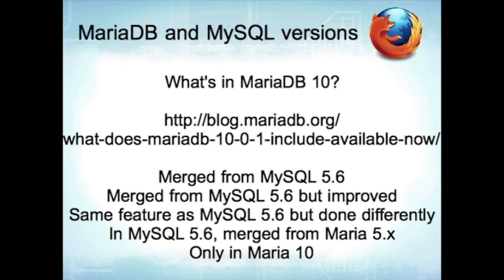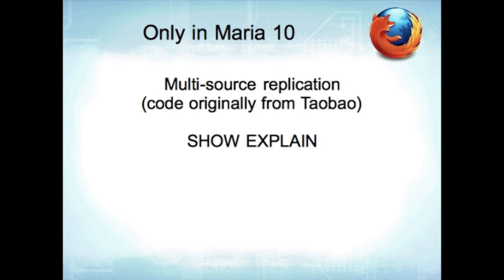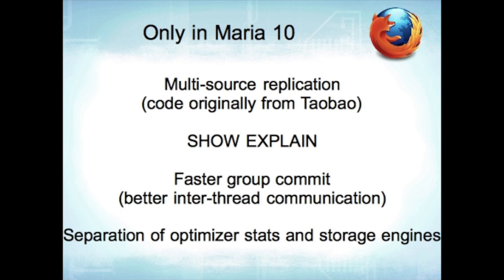And then there's stuff that's only in MariaDB 10. So what's only in MariaDB 10? Multi-source replication. Woohoo! Multi-master replication for real. Code is originally from Taobao, which they say on their website, so I threw it in there. Show explain, so you can do a show on your explain. Faster group commit, which basically uses better inter-thread communication. Separation of optimizer statistics and storage engines.